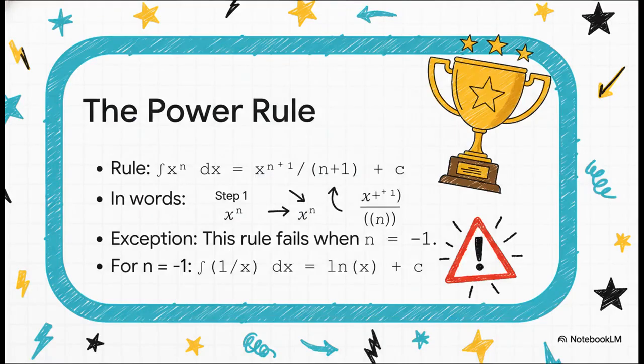And here it is, the MVP of your integration toolkit, the power rule. It's simple, it's powerful, and you're going to use it constantly. All you do is increase the power by 1 and then divide by that new power. Boom. Now, there's just one tiny catch. This rule works for pretty much any number except when n equals -1. That's the special case for integrating 1 over x, which gives you the natural logarithm of x.